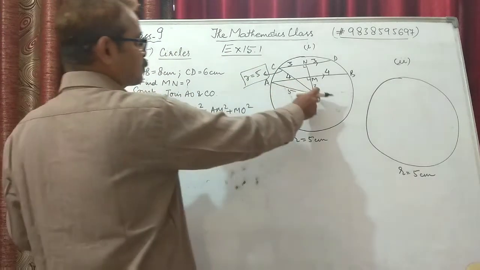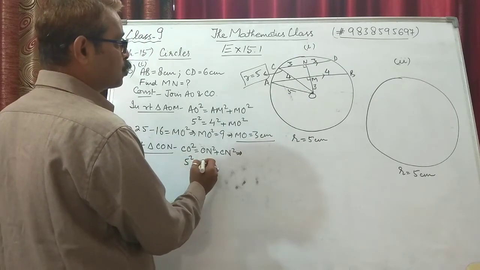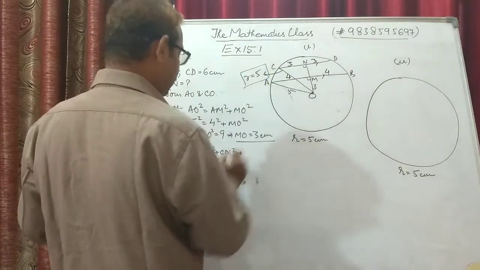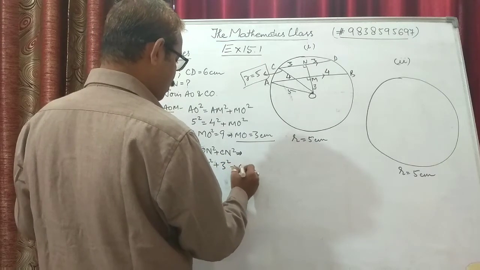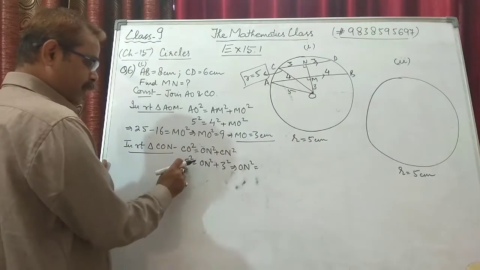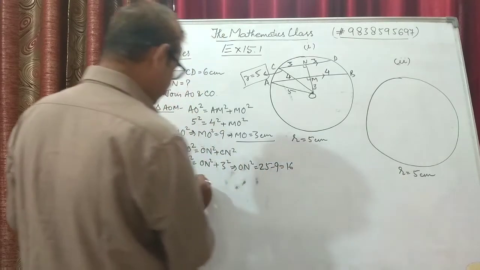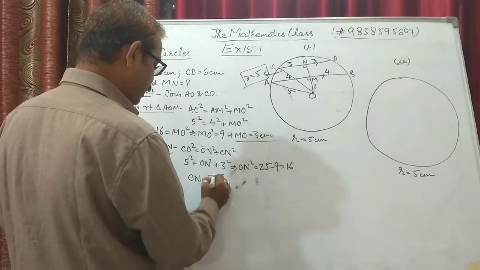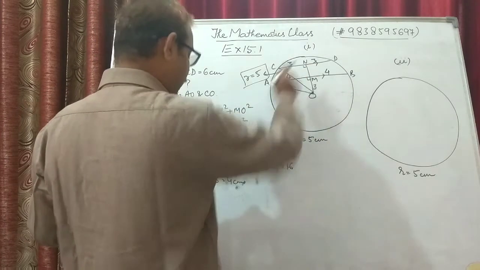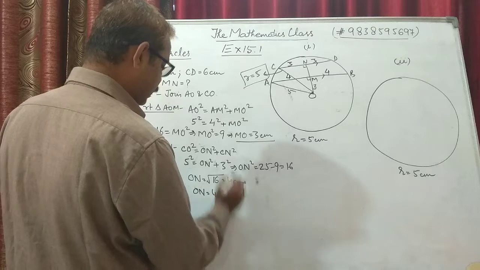CO will be the radius, because from the center to the circumference it is obviously the radius. So we write 5 squared is equal to ON squared plus CN squared, and CN is 3, so 3 squared. So ON squared is equal to 25 minus 9, that is 16, which implies that ON is equal to root 16, that is 4 centimeters.